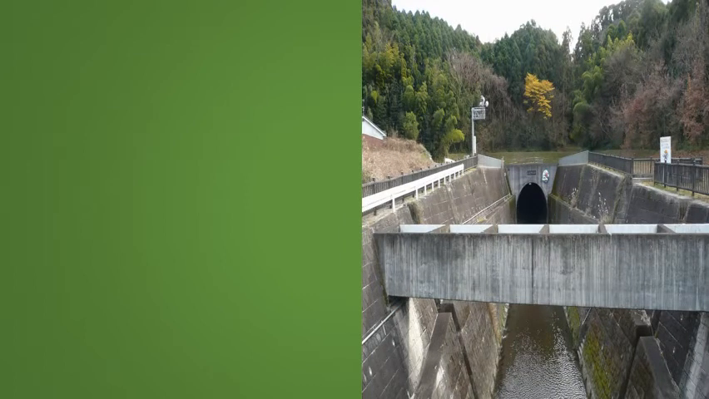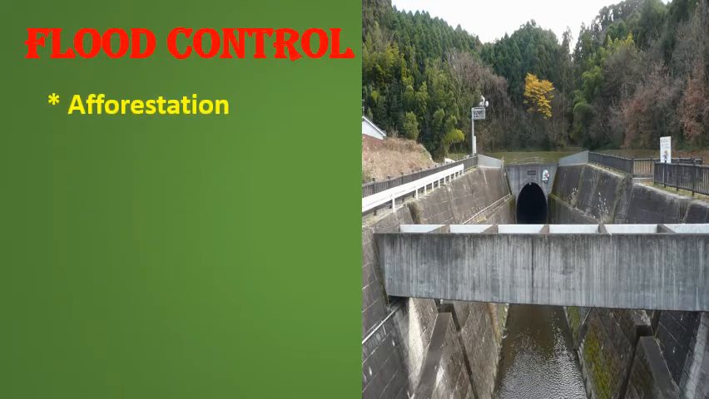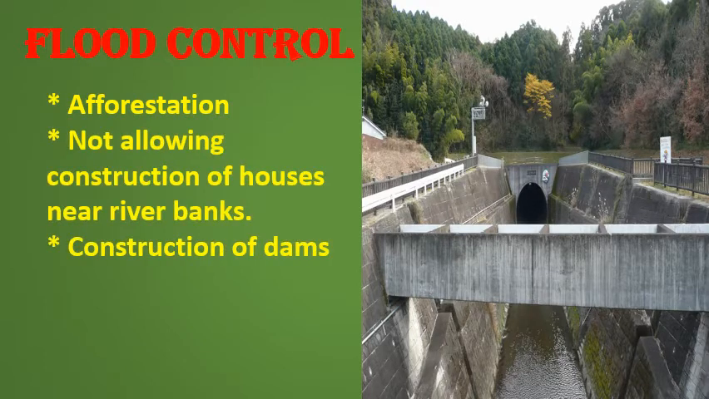Now let's see the various ways by which we can control floods. By planting more trees, that is afforestation. Not allowing construction of houses near river banks. Then construction of dams where the current of the river is strong, and maintaining them well.